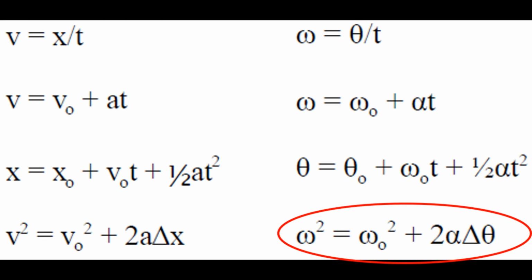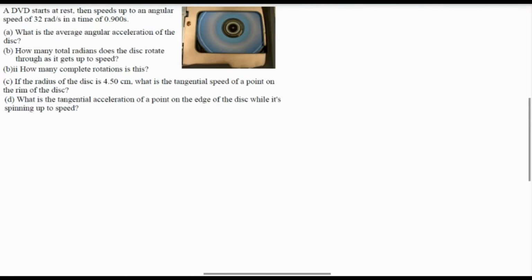Let's do an example. Here's a piece of old technology we used to watch movies on. A DVD starts at rest and then spins up to an angular speed of 32 radians per second in a time of 0.9 seconds. We want to know, what's the average angular acceleration of the disk? How many total radians does it rotate through as it gets up to speed? How many complete rotations is this? If the radius of the disk is 4.5 centimeters, what's the tangential speed on the rim of the disk? And what is the tangential acceleration of a point on the edge of the disk while it's spinning up to speed?